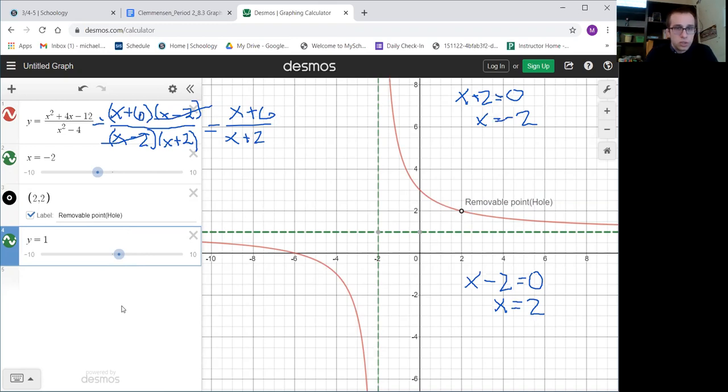Does anybody have any questions on anything else? Maybe how I actually got those points, how I know that each one is removable versus non-removable, which one was an asymptote, all that type of stuff. Anybody need me to go over any of that again? Remind you how to do it, any of that?